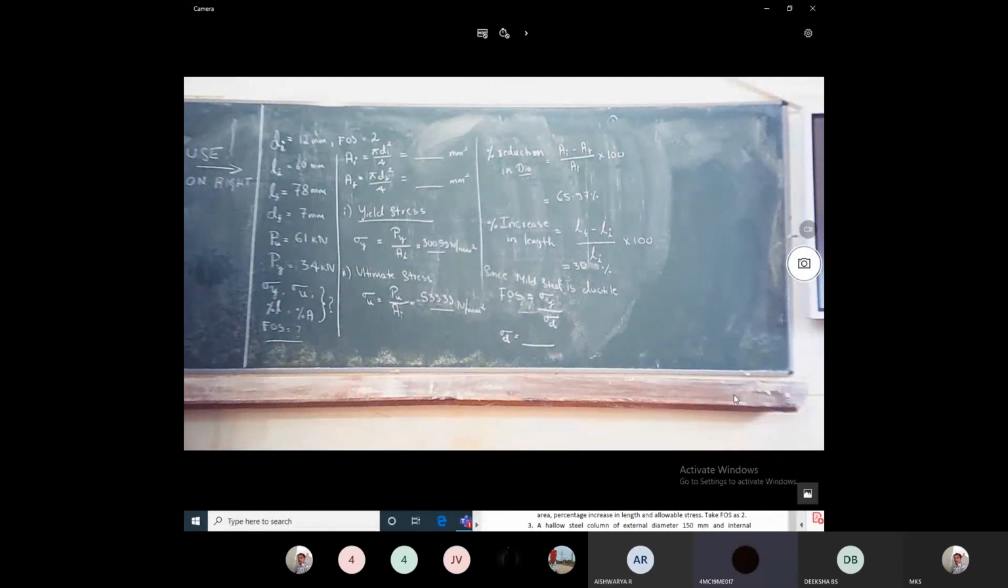Sir, yield stress comes to 883.57, it is wrong. Yield stress is yield load. Yield load is 34. So initial area of cross section. No, it is correct. When you substitute this load, it should be 61 into 10 to the power of 3. Don't just substitute 34. So substitute the load value in units of newtons. This is correct.